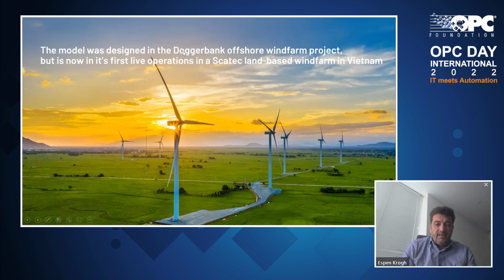Now, since Dogger Bank is still a few years away from going live and being operated, we've been fortunate to be able to test and implement the model now in a new wind farm project that Scatec has. So the information model that was created for the Dogger Bank offshore wind farm has now proven its relevance with a land-based wind farm in Vietnam in the Scatec portfolio. And again, all this data comes into the central organizations in Cape Town and Oslo, for them to be able to look at these data besides the solar PV plant data and do the same analysis, in order to support the local organization doing proper operations.